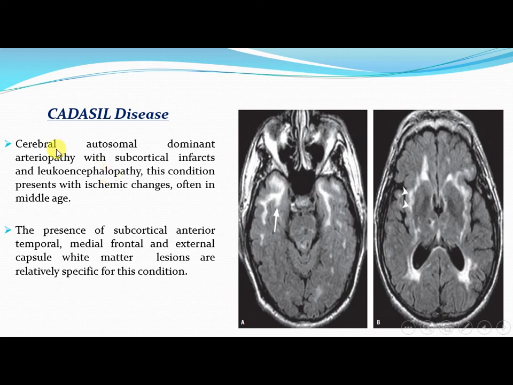CADASIL disease stands for cerebral autosomal dominant arteriopathy with subcortical infarcts and leukoencephalopathy. This condition presents with ischemic strokes, often in middle age. The presence of subcortical anterior temporal, medial frontal, and external capsule white matter involvement is relatively specific for this condition.